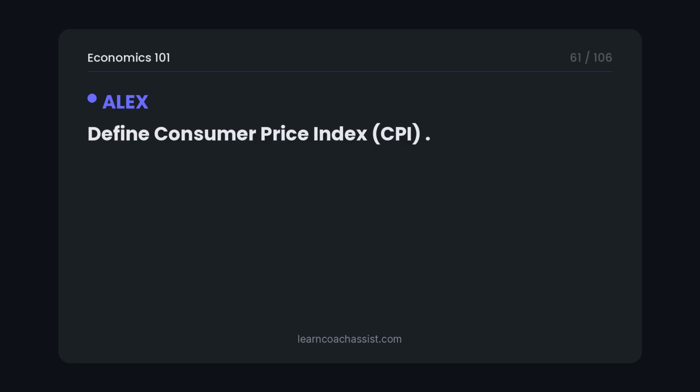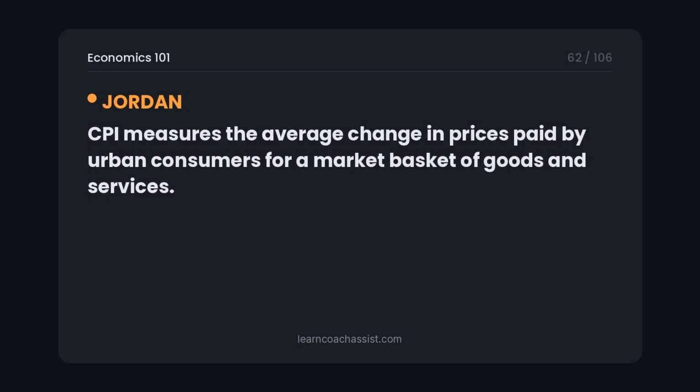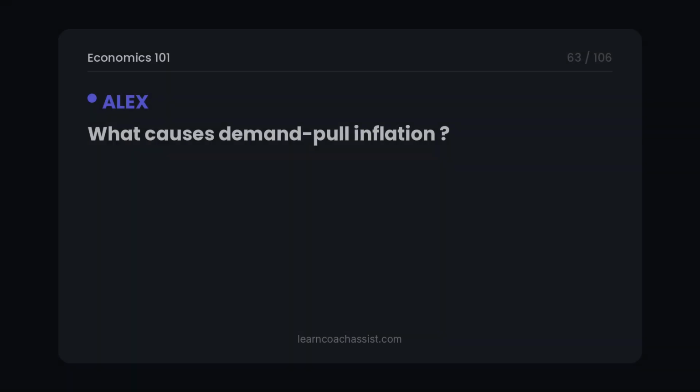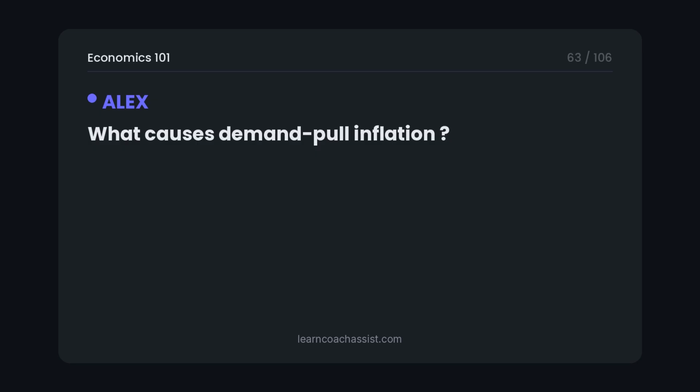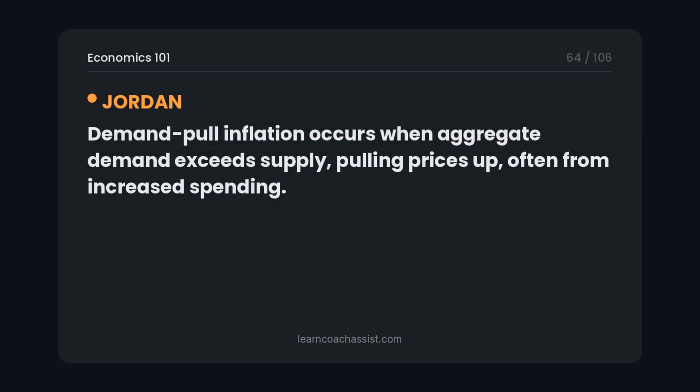Define Consumer Price Index, CPI. CPI measures the average change in prices paid by urban consumers for a market basket of goods and services. What causes demand pull inflation? Demand pull inflation occurs when aggregate demand exceeds supply, pulling prices up, often from increased spending.